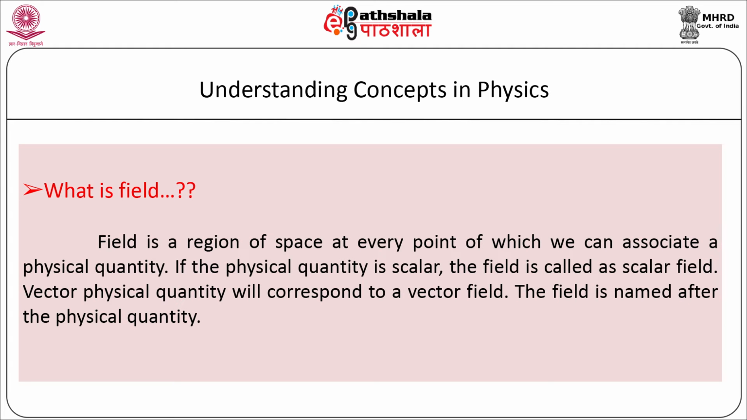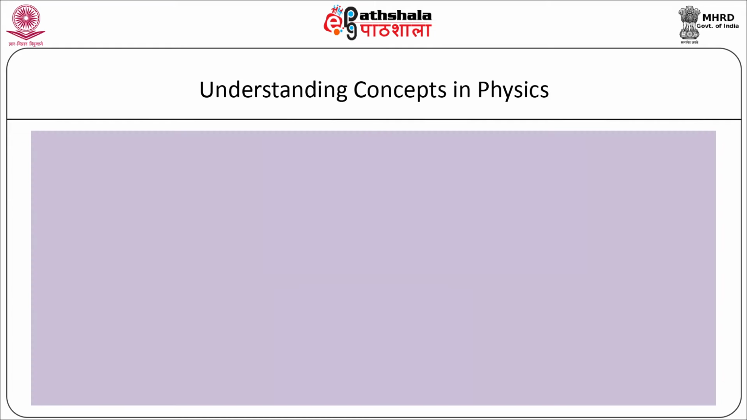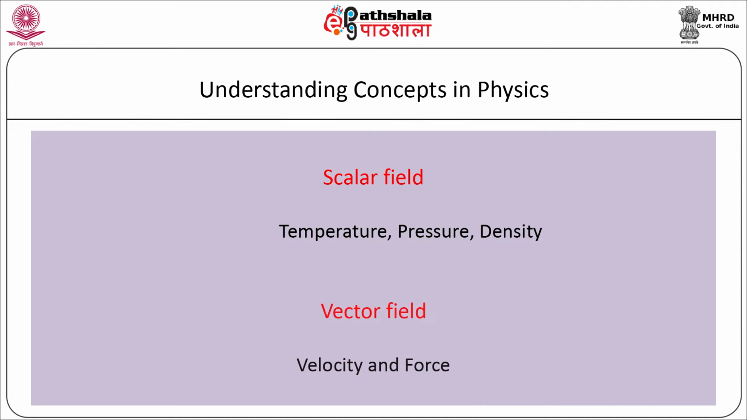Field is a region of space at every point of which we can associate a physical quantity. If the physical quantity is scalar, the field is called a scalar field. A vector physical quantity, on the other hand, will correspond to a vector field. The field is named after that physical quantity. Thus, we can have temperature field, pressure field, and density field as examples of scalar fields, while velocity field, force field, etc. are examples of vector fields.